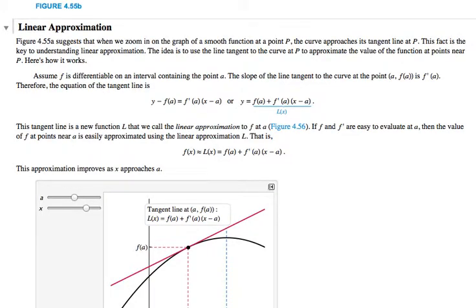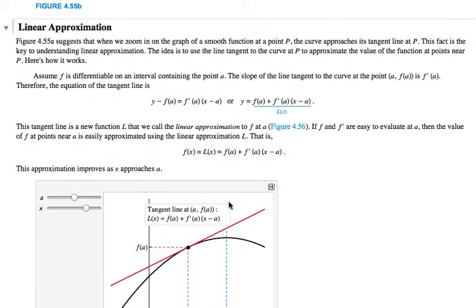So the idea that we just covered suggests that if we zoom in on a graph of some smooth function at a point that is differentiable, then the curve and the tangent line really become so close to the same thing that there's not much difference. So if we assume that the function is differentiable on some interval containing a point A, the slope of the line tangent to the curve at the point A, using the value of the function at A as its y-coordinate, is the derivative of the function at the given point.